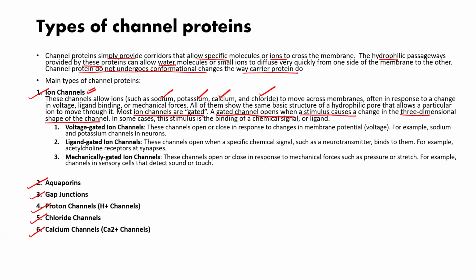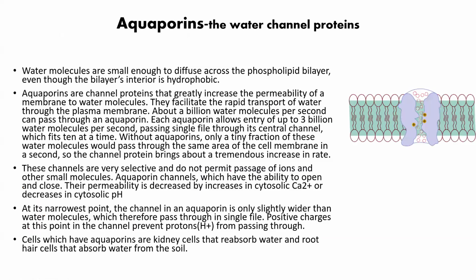Now, the stimulus can be a voltage difference, which we generally study in the nerve, or a chemical binding. Chemical means ligand, just like neurotransmitter at the synapse. Or it can be mechanical: because of pressure or stretch, in the sensory cells the ion channels will open. You will see them in sound or in touch. Clear?